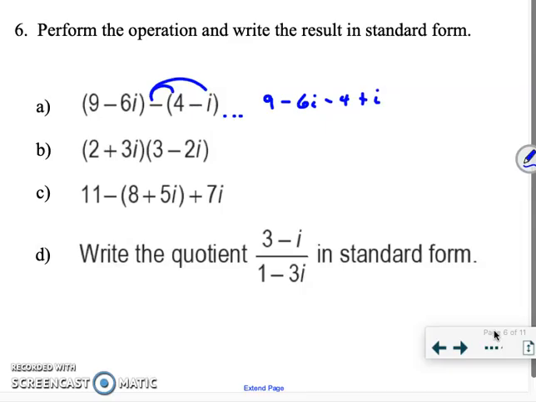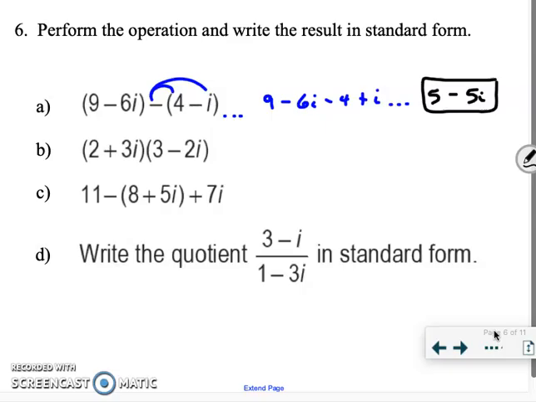So please remember that when you're working with these imaginary values, or these complex numbers is a better way for me to say it, we can combine the imaginary portions, we can combine the real portions. So the real portions, 9 minus 4 is 5. The imaginary negative 6i plus i is going to be minus 5i. That is in standard form, so we're done.